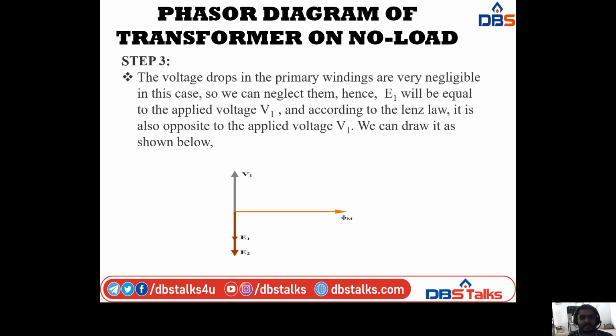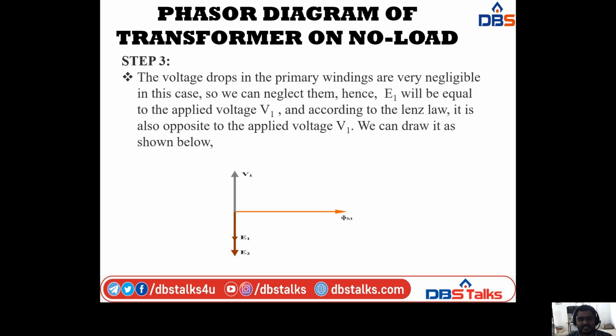According to this law, it is also opposite to the applied voltage V1. That is, V1 is in phase opposition with E1 and E2. Both are on the same line, but in phase opposition. That's why I draw a V1 line connected to this phi m and E1 E2 line, but giving it the opposite direction to E1 and E2. That's why I am taking the symmetrical line in the opposite direction. All are on the same line, E1 E2, but E1 E2 are in the same direction and V1 in the opposite direction.